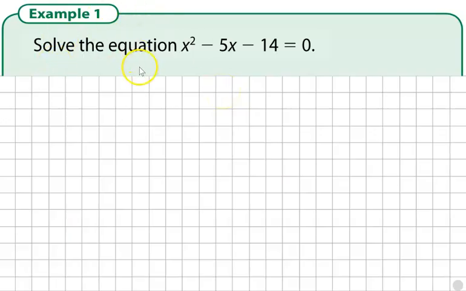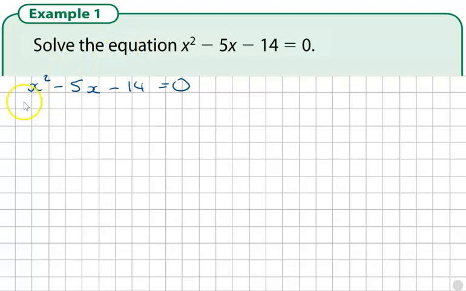Example 1. Solve the equation x squared minus 5x minus 14 is equal to 0. If we were to solve a linear equation, we would say letters to the left, numbers to the right. But because we have a squared, we can't do that. So if there's a squared involved in an equation you're trying to solve, you bring everything to the left and let it equal 0. Everything is already on the left-hand side and equal to 0. So what we can do next is factorize and then solve. Or you could use the minus b formula.